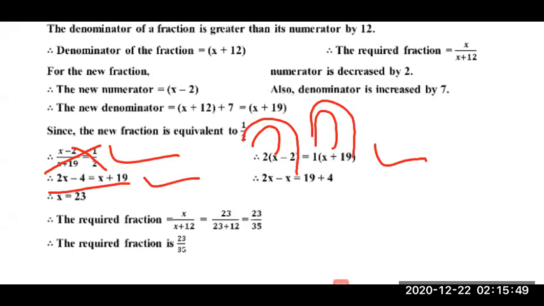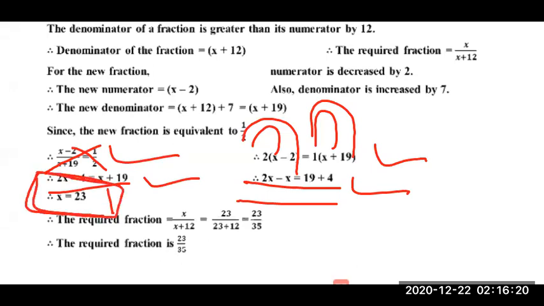Now next is we have to take variable one side and coefficient one side. So here 2x minus x, because it is plus x, when it go to left hand side it become minus x equal to 19 minus 4. When it come here it become plus 4. Now 2x minus x will become x, and 19 plus 4 will become 23. So the x means the required fraction is our x, that is what? That is 23.